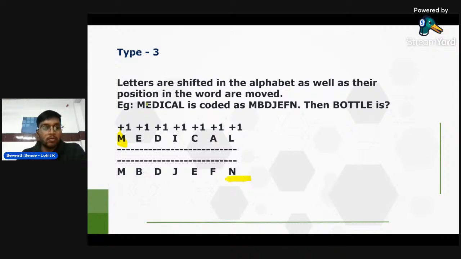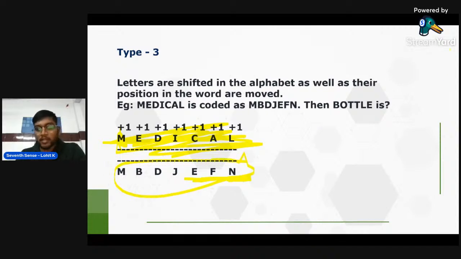Now do the same thing for E plus 1 is F. F they have written in second last position. Then D plus 1 is E, which they have written in third last position. Then I plus 1 is J. Then C plus 1 is D, A plus 1 is B, L plus 1 is M here. So what they are doing is the plus 1 of each letter, and then they are taking the reverse order of this. So this is also one type of question.